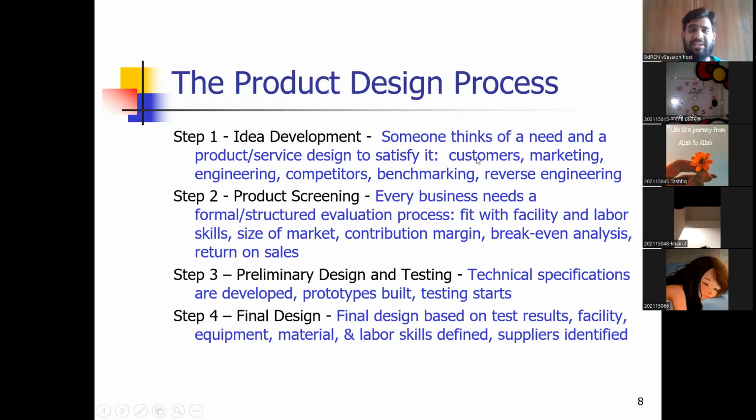summarize the production process. Idea development: someone thinks of a need and product service design to satisfy customers, marketing, engineer, competitor, benchmarking, reverse engineering. These are the sources of ideas. Product screening: every business needs a formal structured evaluation process fit with facility and labor size, market size. So what is product screening then, tell me?